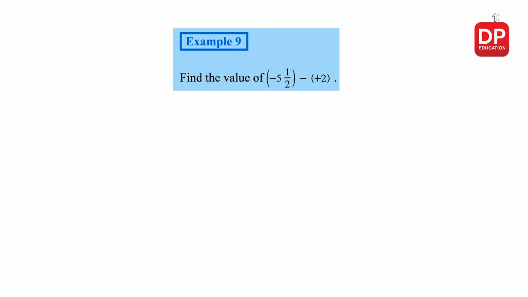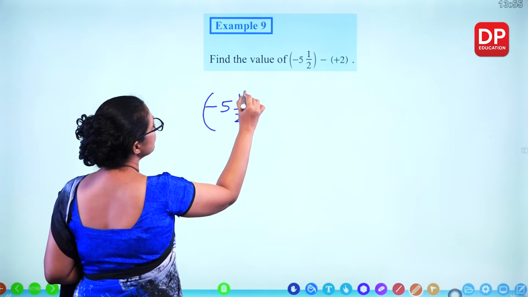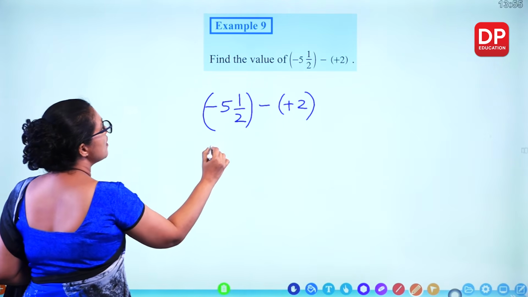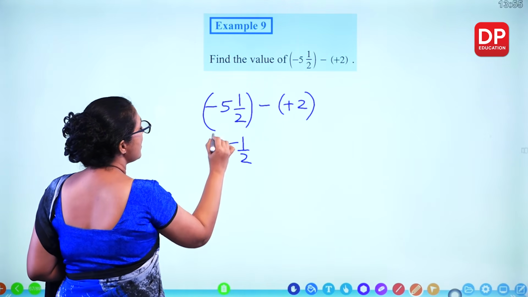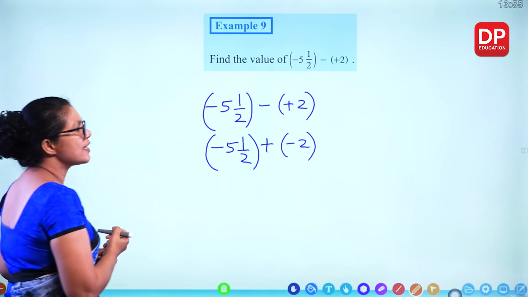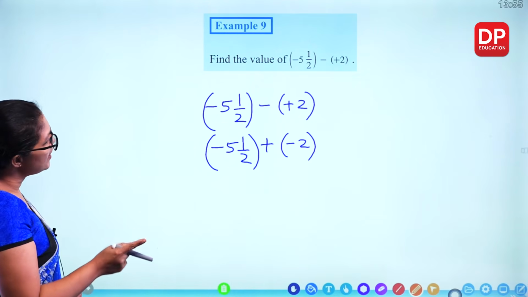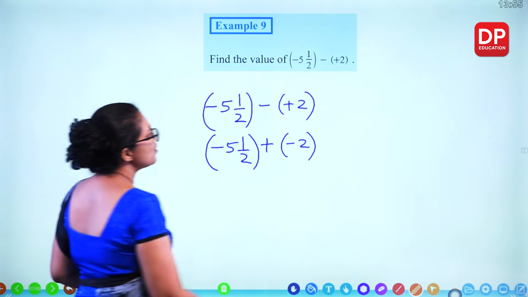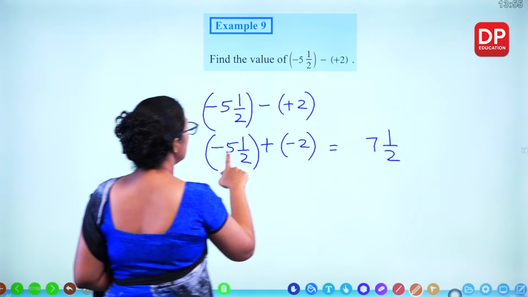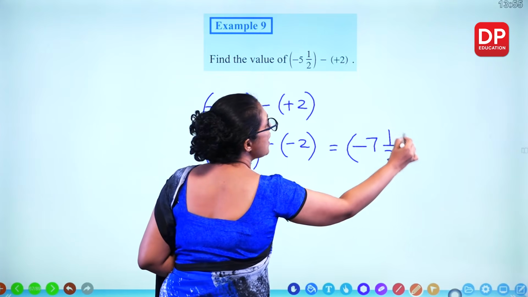Example 9. Minus 5.5 minus plus 2. So what you do? I can rewrite this as adding the additive inverse of plus 2. That's minus 2. So this means both minus. Now add it. 5 and 2, 7. And you get 7.5. Both minus means the answer is minus.